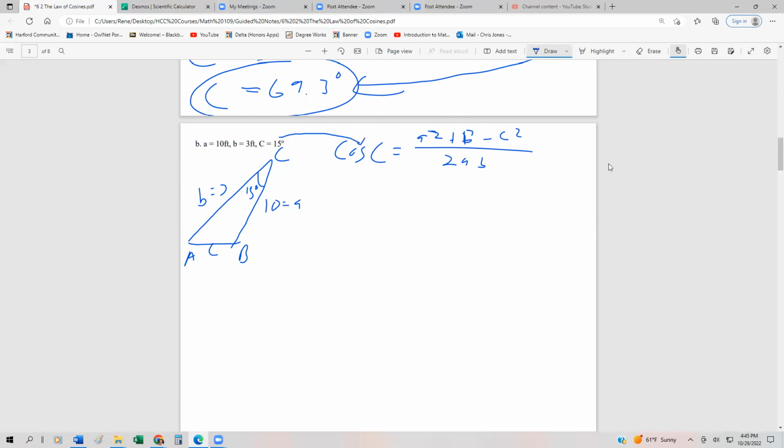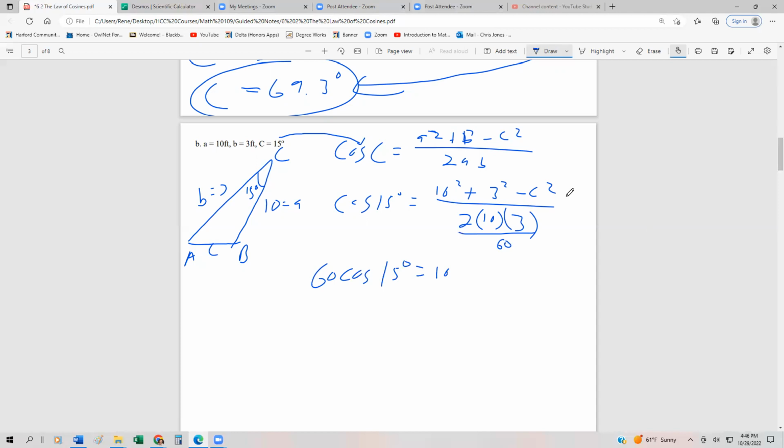the law of cosines. So now we get the cosine of 15 degrees is going to be equal to 10 squared plus 3 squared minus c squared, divided by 2 times 10 times 3. Just by substituting, we know that this is going to be 60. So I can multiply both sides by 60 to clear that out. So 60 cos of 15 degrees is going to be equal to 10 squared plus 3 squared minus c squared.